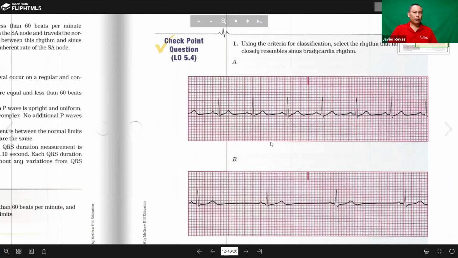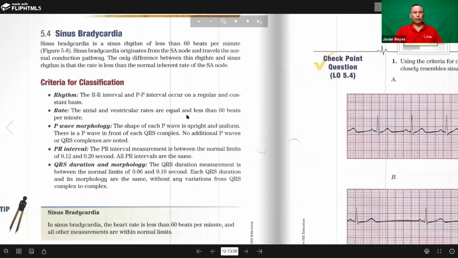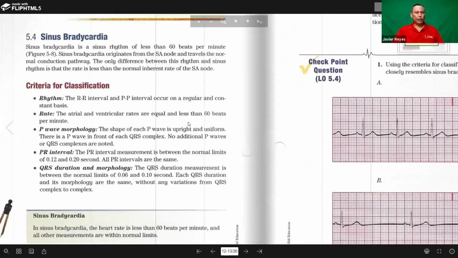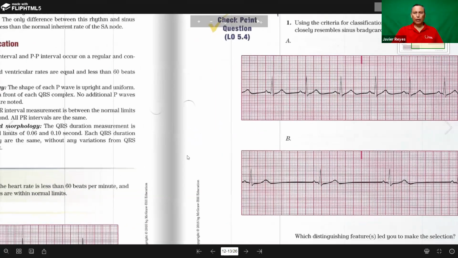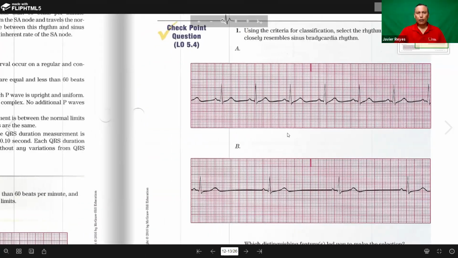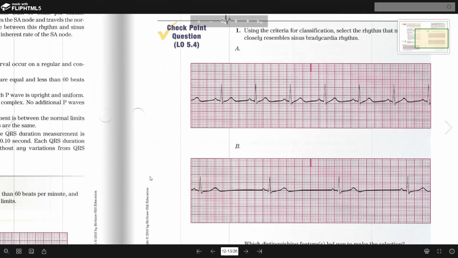So we already talked about sinus bradycardia, right? You guys already know what sinus brady is. Look, it's right there. We got ahead of ourselves, but that's fine. Okay, which one of these, A or B, is sinus brady? B. Exactly, B. Very good. Is there anything wrong with letter A?